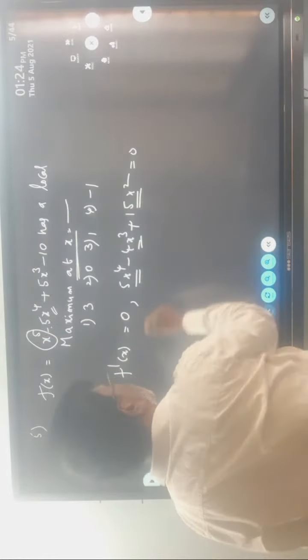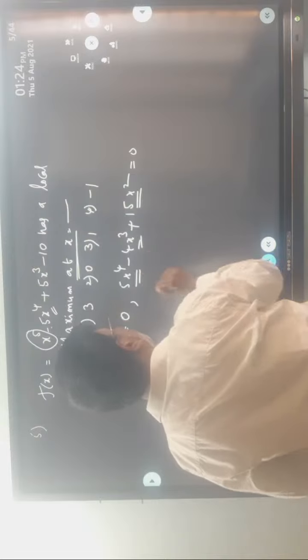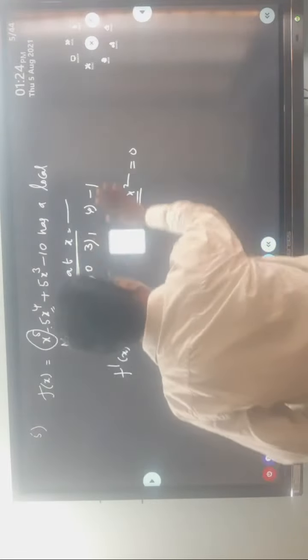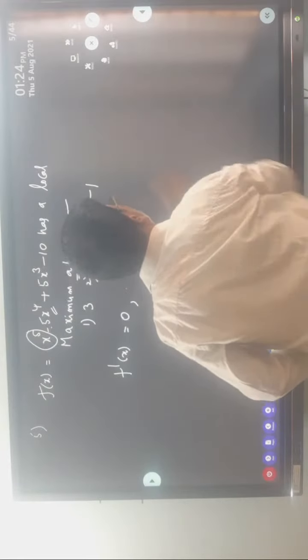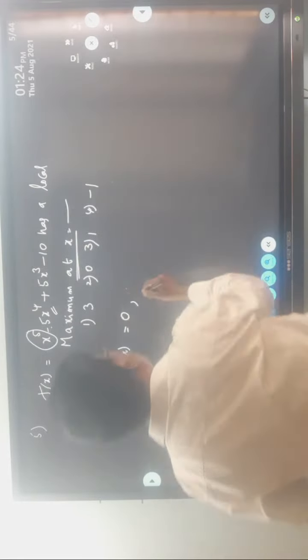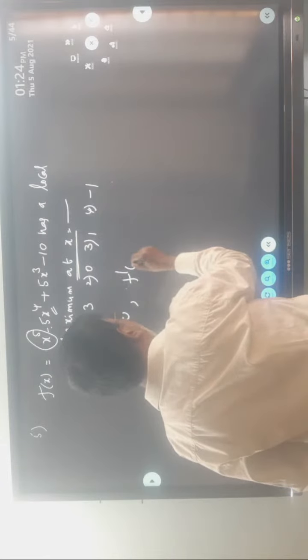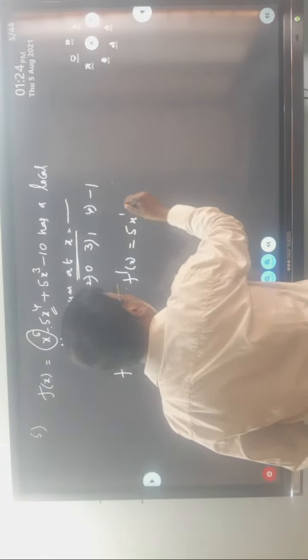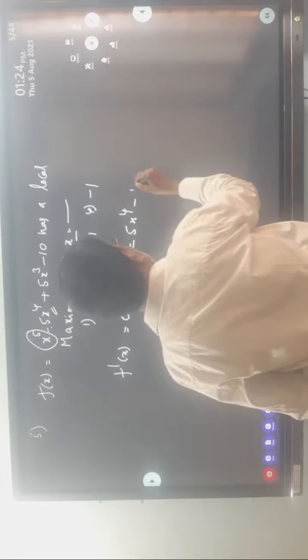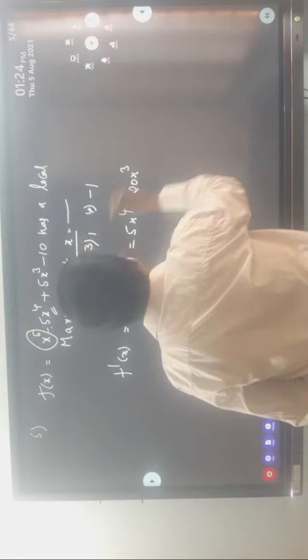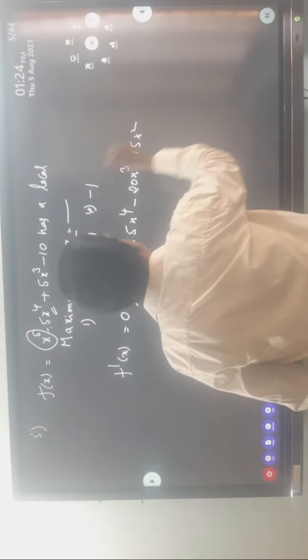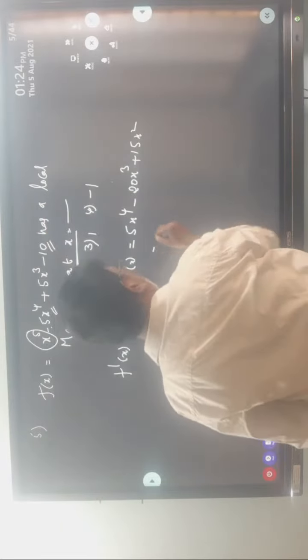Here also differentiate this one. Here is again one more term. We are getting like this. This is a very important question. I differentiate this: f dash x is nothing but 5x power 4 minus 20x cube plus 15x square. That is, the derivative of 10 is 0.